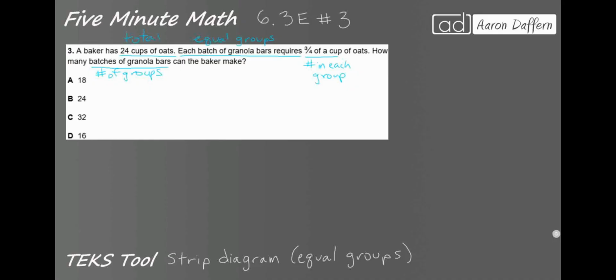So how could we draw this? Well, I've got 24. So I'm just going to draw a bar like this and I'm going to say 24. All right. Now we can say 3/4 of a cup is in each one of these. So I'm just going to draw the 3/4 right there. And then I'm going to just draw a question mark. And that's how we can represent this with a strip diagram. I'm dividing 24 by 3/4.